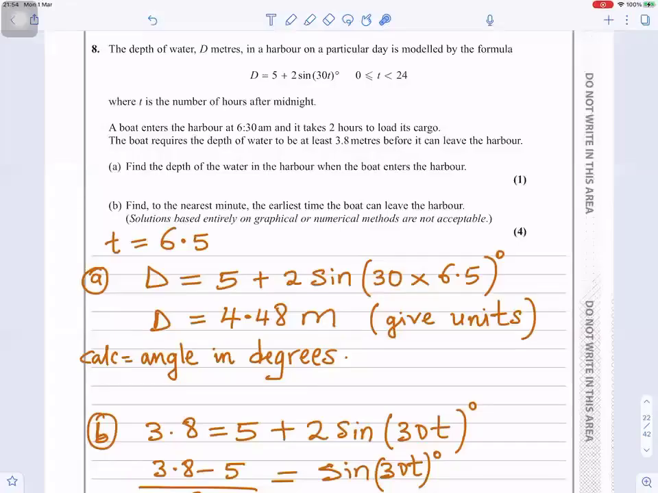Question number 8. The depth of water d meters in a harbor on a particular day is modeled by the formula. Part A. Find the depth of the water in the harbor when the boat enters the harbor. So t is equal to 6.5. So we substitute t equals 6.5 and you put that in your calculator. It will give you 4.48 meters. And you would use your calculator in degrees because that's in degrees.